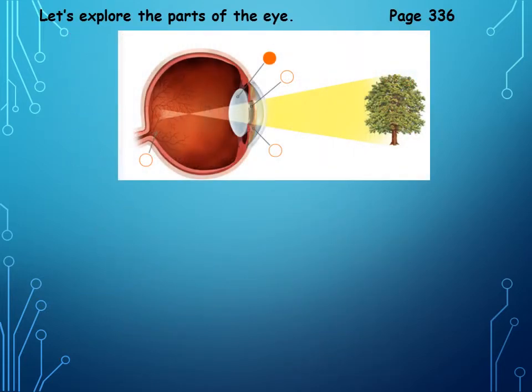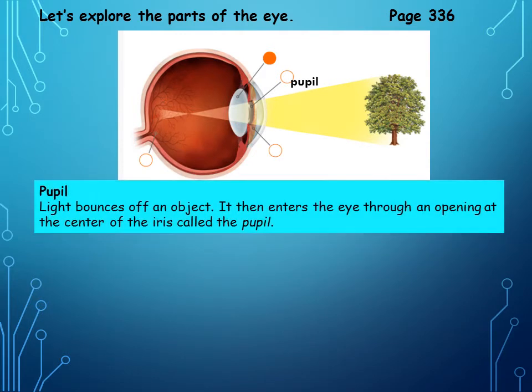Eyes are very similar to cameras. Like cameras, grade 4, our eyes take pictures of the world around us. But the question is, how do our eyes record and send images? Now, let's explore and find out more about the parts of the eye. So let's start with the pupil. Light bounces off an object. It then enters the eye through an opening at the center of the iris called the pupil. So the pupil, grade 4, is a sort of hole in the middle of your iris.